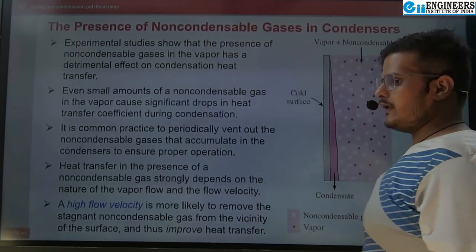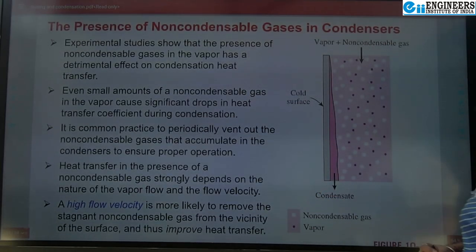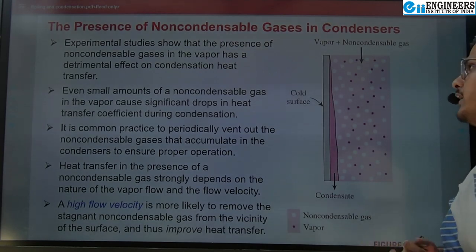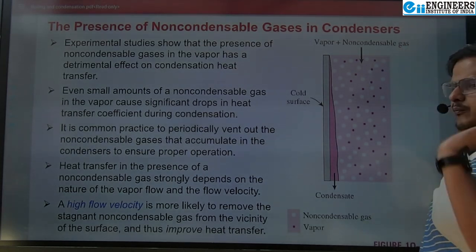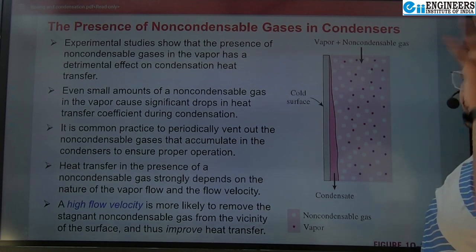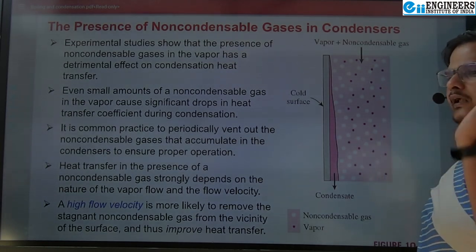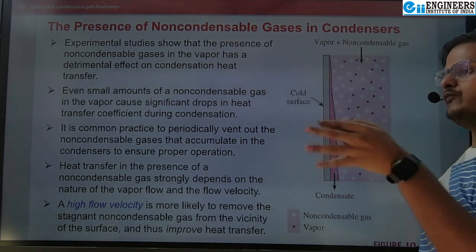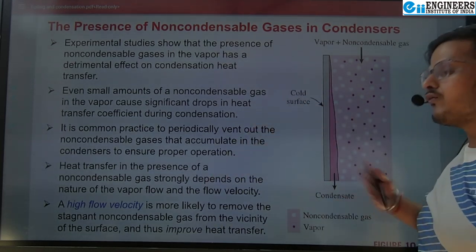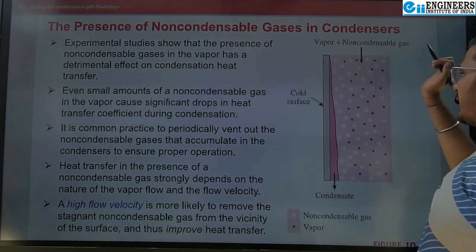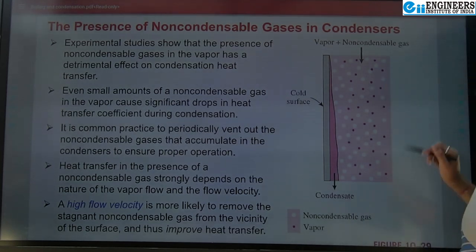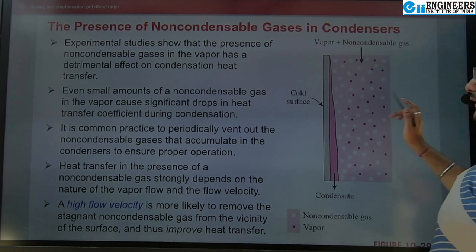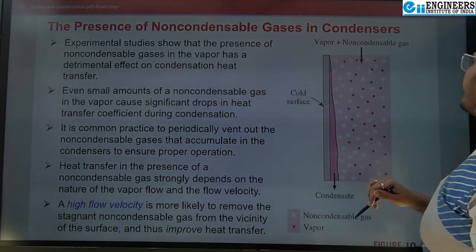Now we will analyze another effect, that is the presence of non-condensable gases in the condensers. In the condenser, suppose in the room we have air with different gases, one of which is water vapor. Suppose there is some gas which is non-condensable at the temperature at which the water vapor is getting condensed, then what will happen? What do these non-condensable gases do? The presence of non-condensable gases affects the condensation heat transfer. How? It drops the convective heat transfer coefficient.